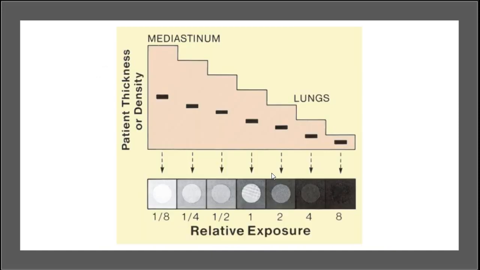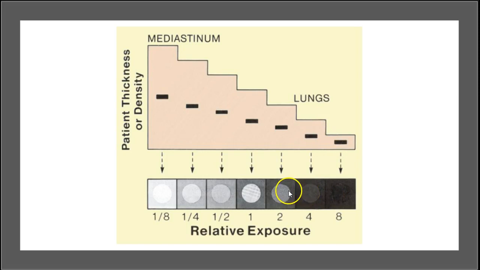Okay, looking here at this cool picture. This is patient thickness or density, and this is your relative exposure. So if we say, okay, we're doing a chest x-ray, what's going to happen here? With our lungs, it's air. So all the photons are going to transmit through, and we're going to have a darker IR. Okay, so our EI number is going to be higher. Our exposure index is going to be higher. So with air, the photons pass through and are going to expose the IR.